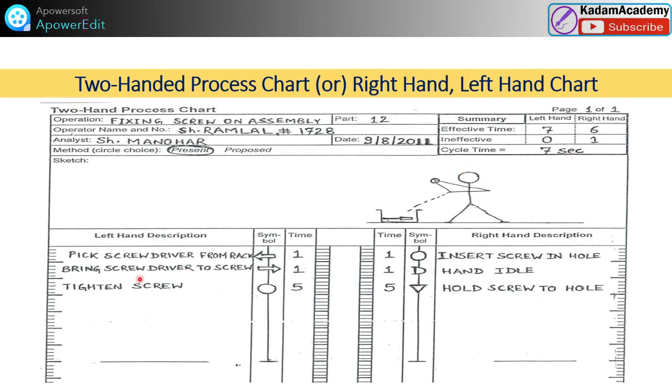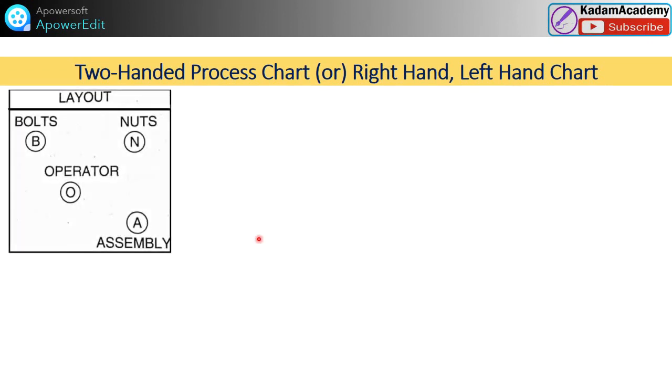Bring screwdriver to screw, the direction of movement will be shown, and how much time is required, 1 second. Tighten screw, 5 seconds. This is the operation. Hold the screw to a hole, this is the operation, 5 seconds. Similarly, parallelly, both hands are working. Okay, so this is one simple example, and I will show you one more example.